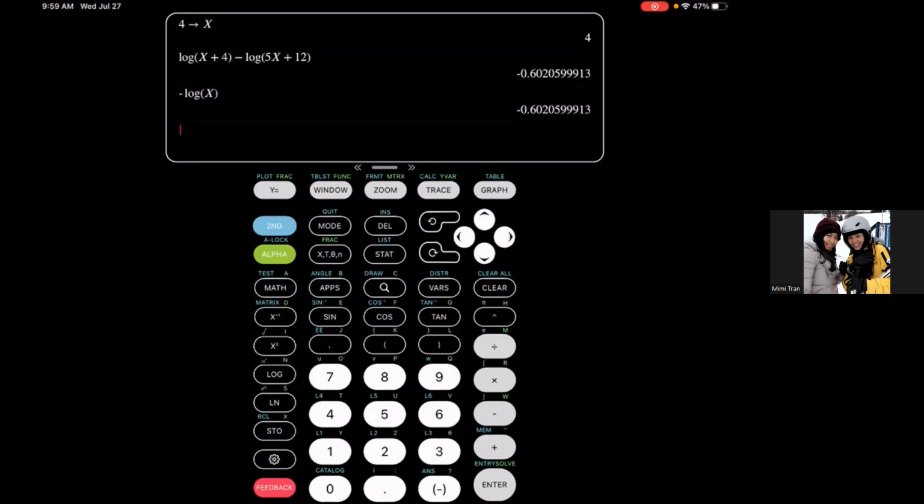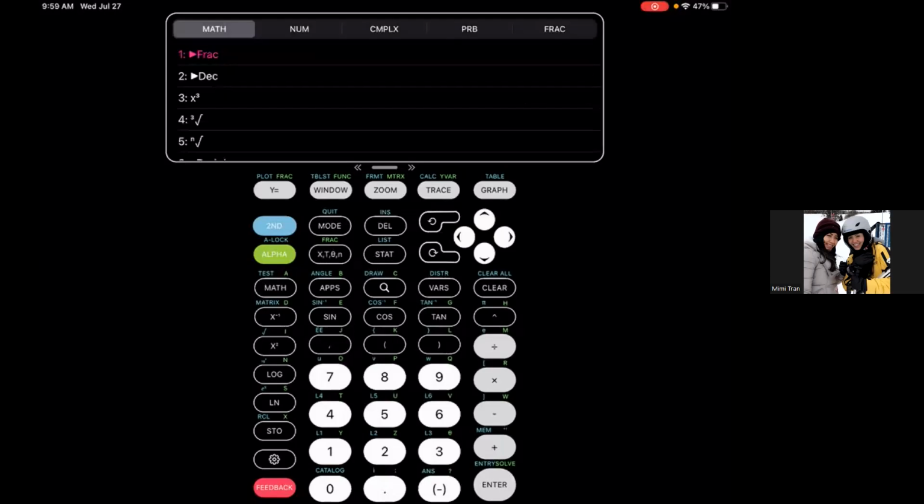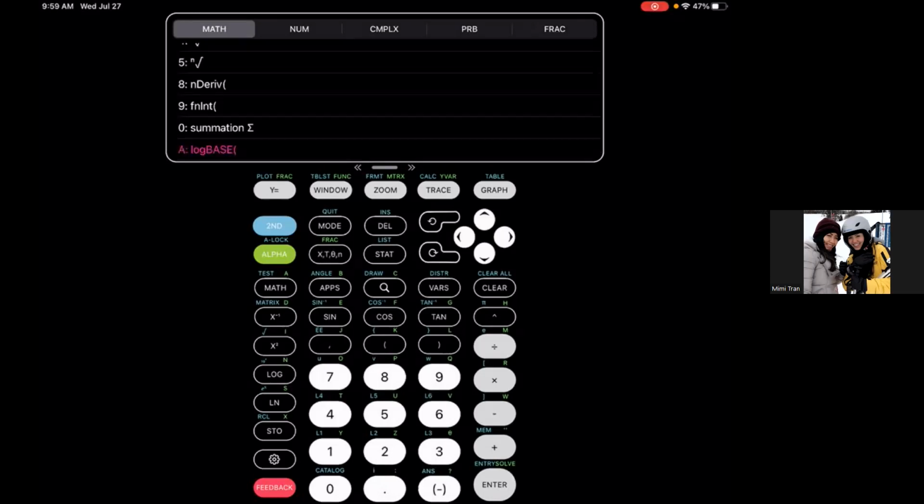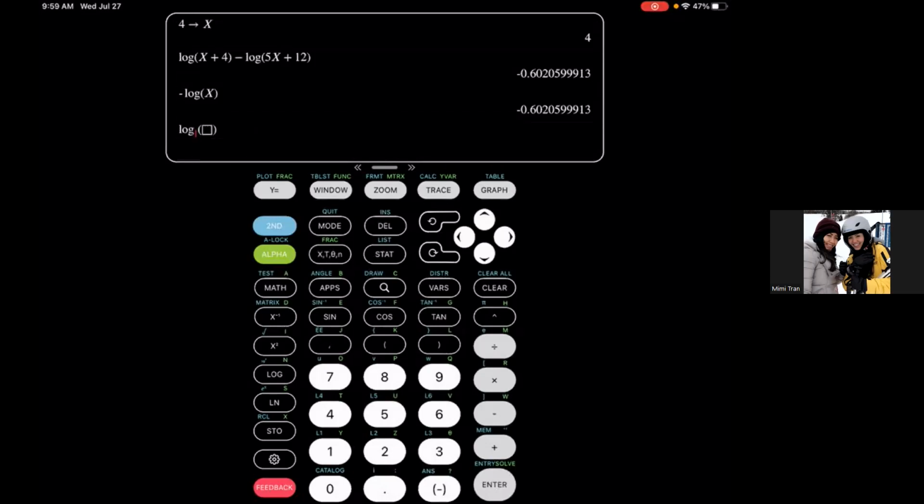Have I shown you how to do a base other than 10? Do you want me to show you again? You go to math. I'm going to press the down arrow, but it goes too far, because if you press that, it goes to log base right away. There you go. Now you can do log of whatever base you desire.